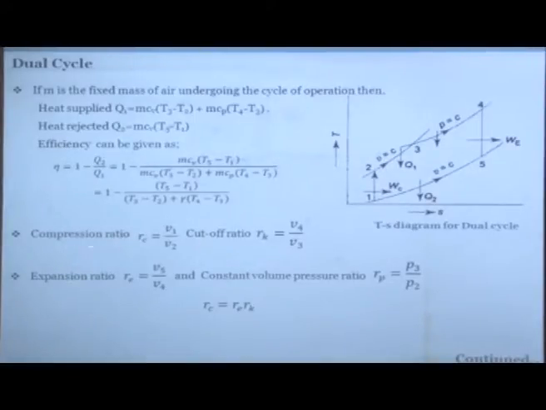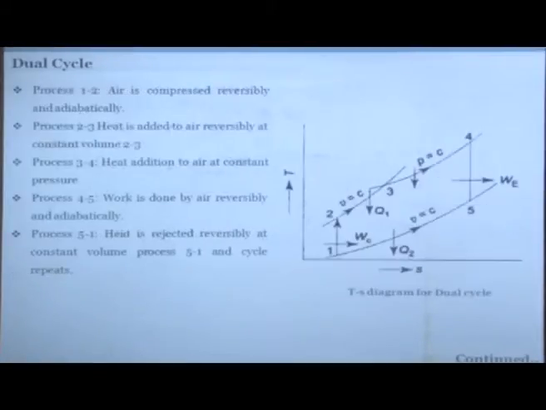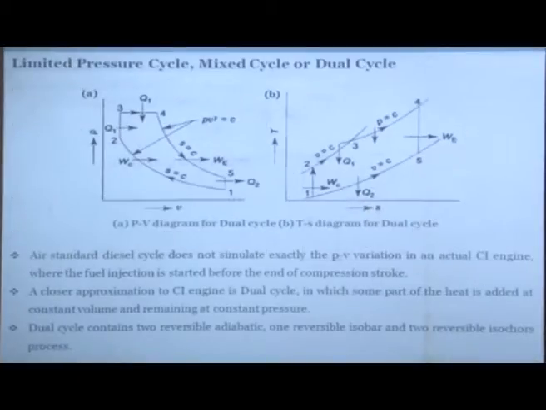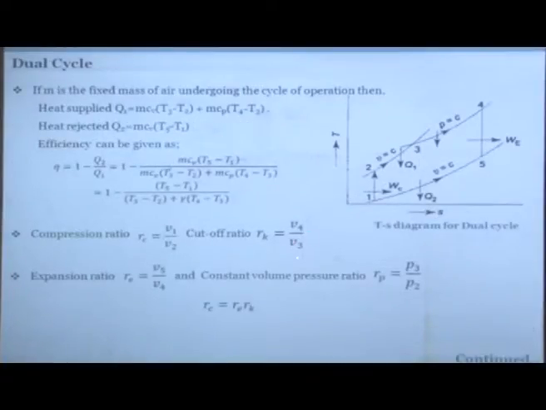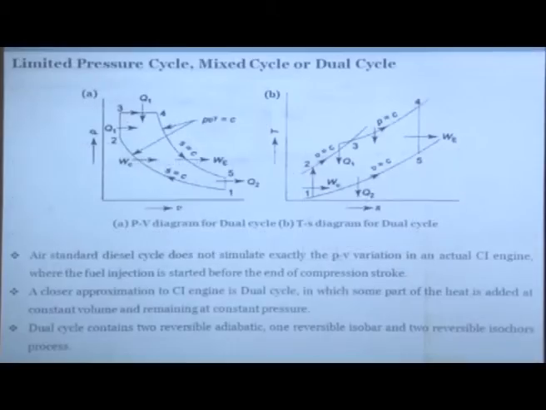Here you see there is a compression ratio defined and a cutoff ratio defined. Just like the diesel engine, you define the cutoff ratio as V4 by V3, the same way as in the diesel engine. And the expansion ratio you define as V5 by V4. So this is the expansion ratio.